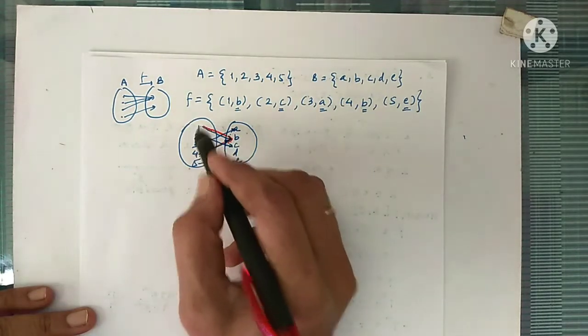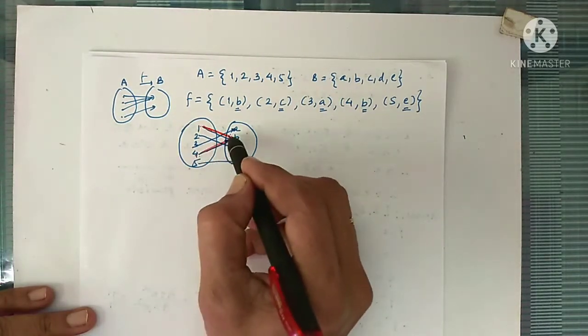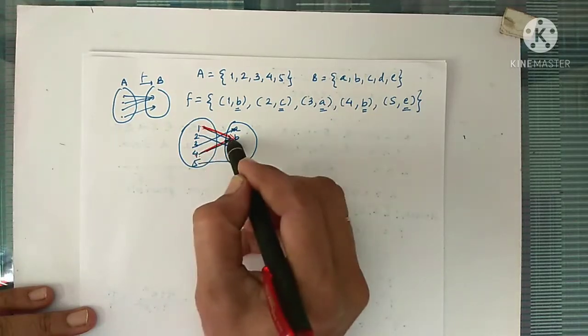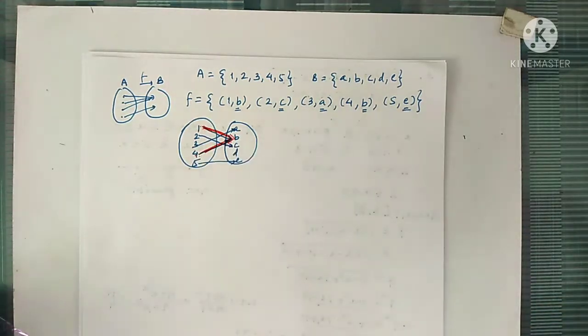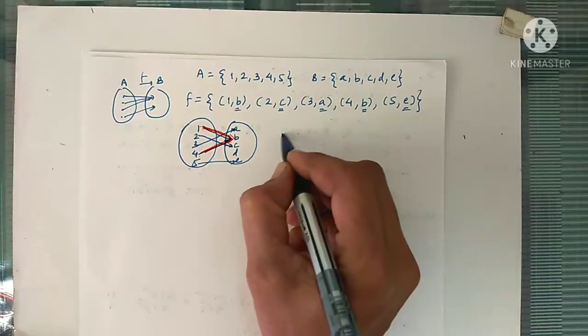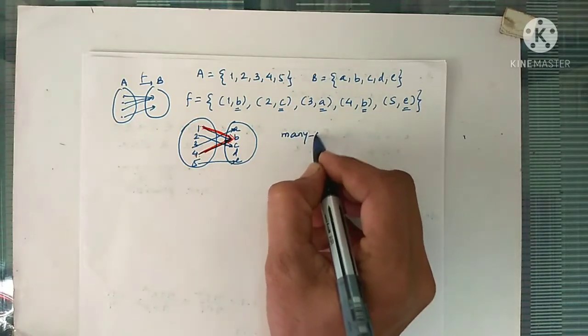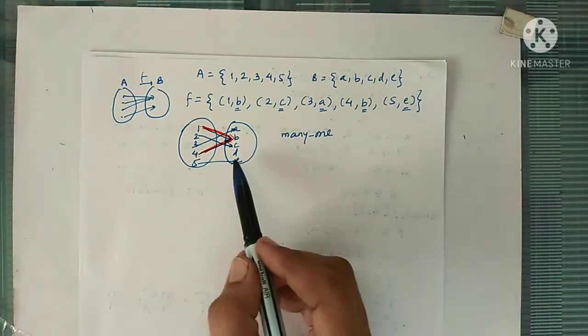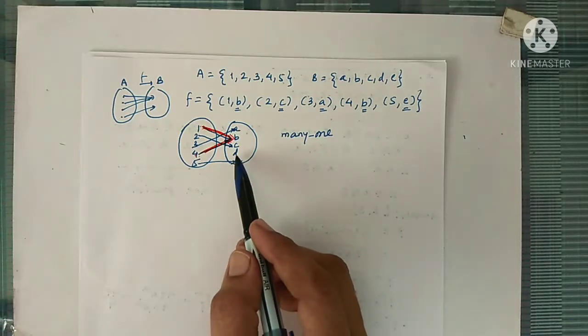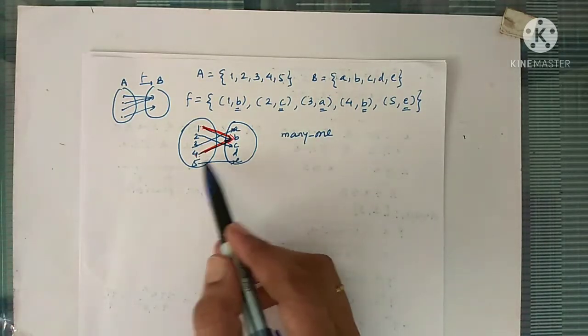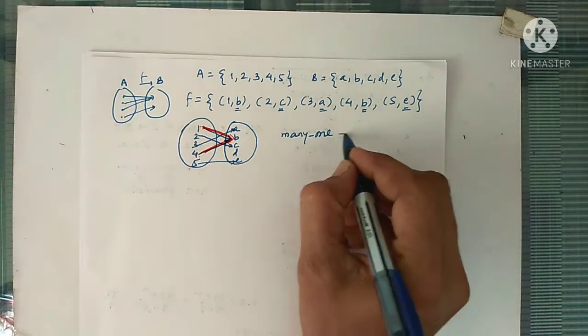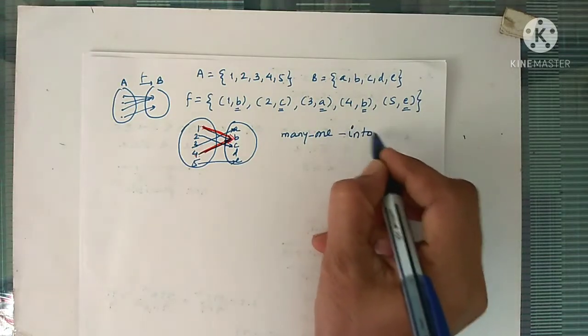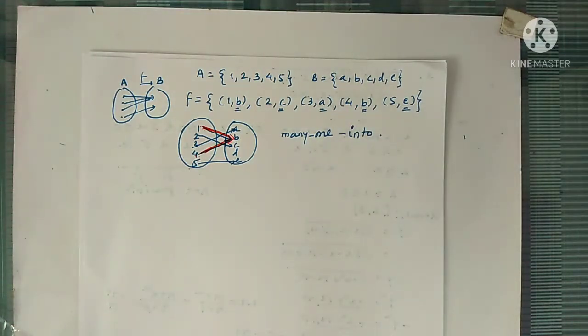These two elements have the same image. So this is many-to-1. So the function becomes a many-1 function. And you can see here that this d does not have any pre-image in set A. So it is not an onto function, it becomes an into function. So it is a many-1 into function.